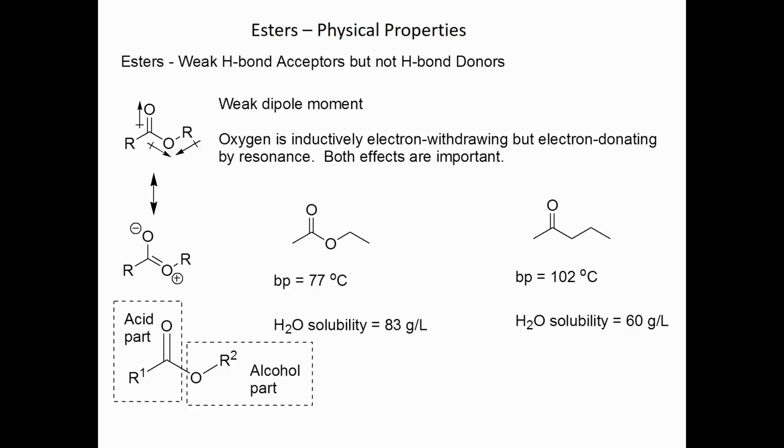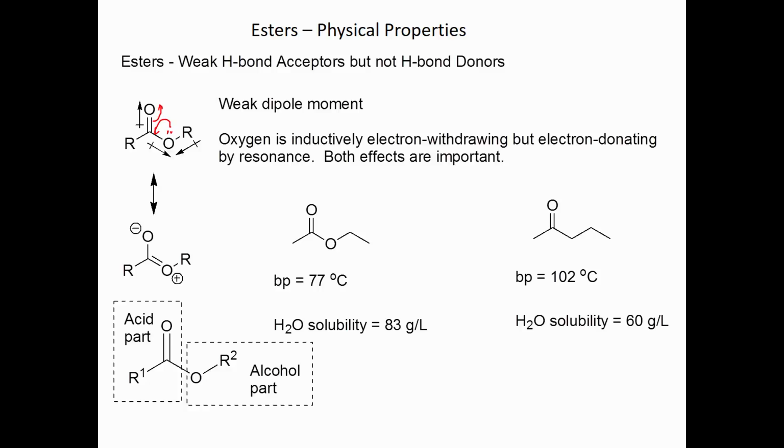This is because there's some partial opposition of the directions of the vectors, as you can see here in an ester, and that takes away some of the polarity. Esters also have an important resonance interaction going on, like so.